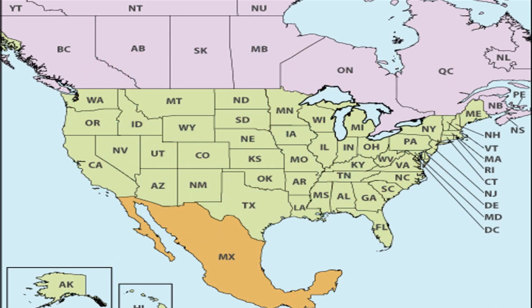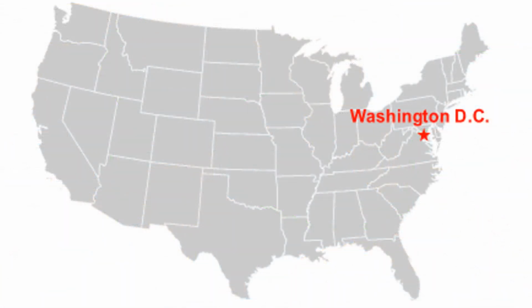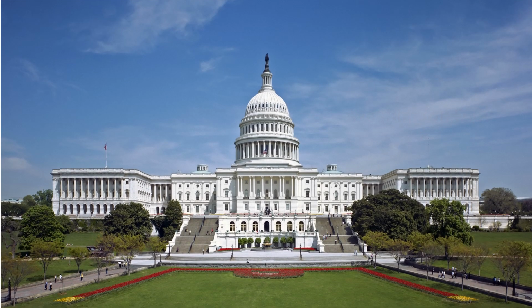The United States shares land borders with Canada and Mexico, and marine borders with Russia, Cuba, and the Bahamas, as well as Canada and Mexico. America's capital is Washington in the District of Columbia. D.C. is not a part of any of the 50 states. It is a separate area just for government.